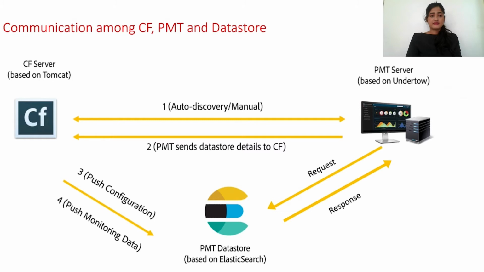Now the CF, after it has recognized and gotten the information about the Datastore, will send all its configuration related data to the Datastore, like its operating system information, JVM information, and so on. After that, it will start pushing all the runtime and monitoring data to the Datastore. Now all this data will be fetched by the PMT server from the Datastore and then displayed on the dashboard.